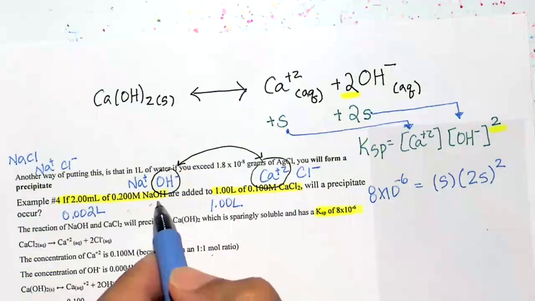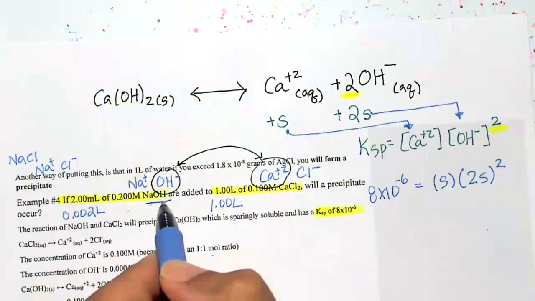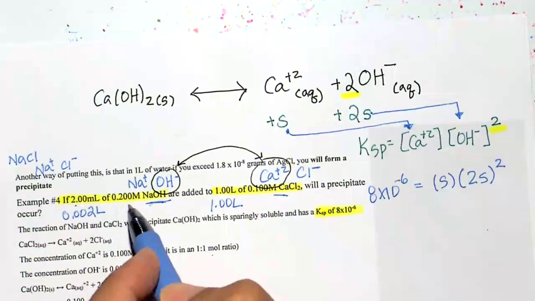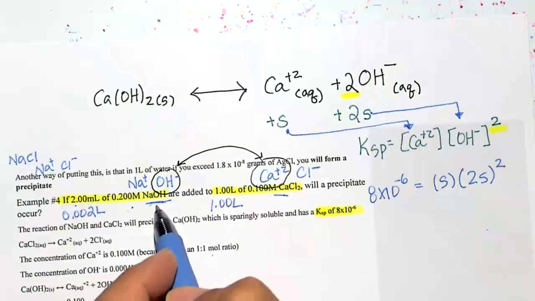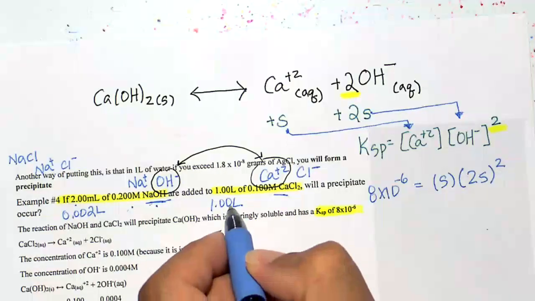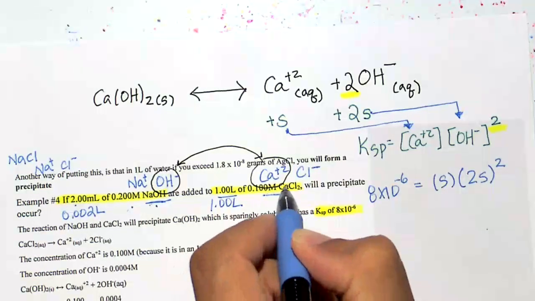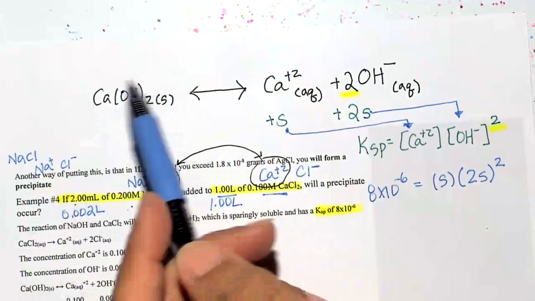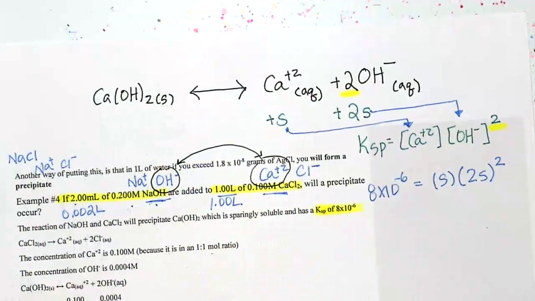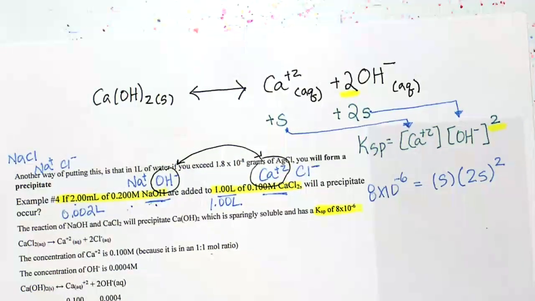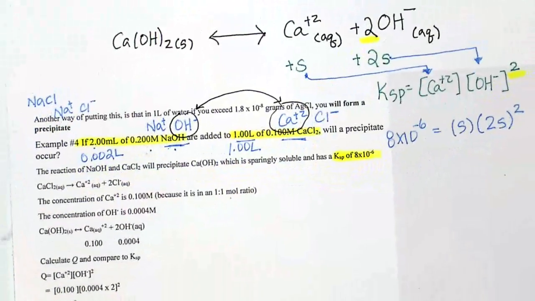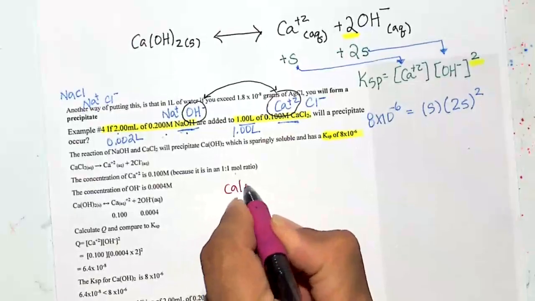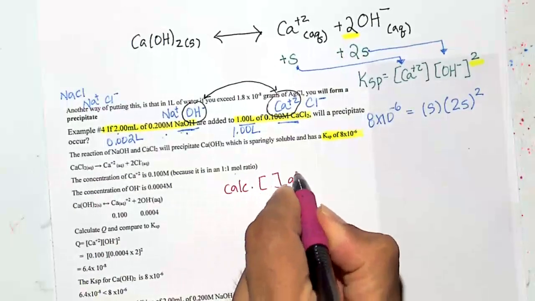Will a precipitate form? Okay, we have our source of OH minus. We have our source of calcium. Is this volume and concentration of OH minus enough when combined with this volume and this concentration of calcium ion? Do these two have enough power to precipitate calcium hydroxide? So what we do now is calculate the concentration after mixing. This is what I want you to do on the exam.